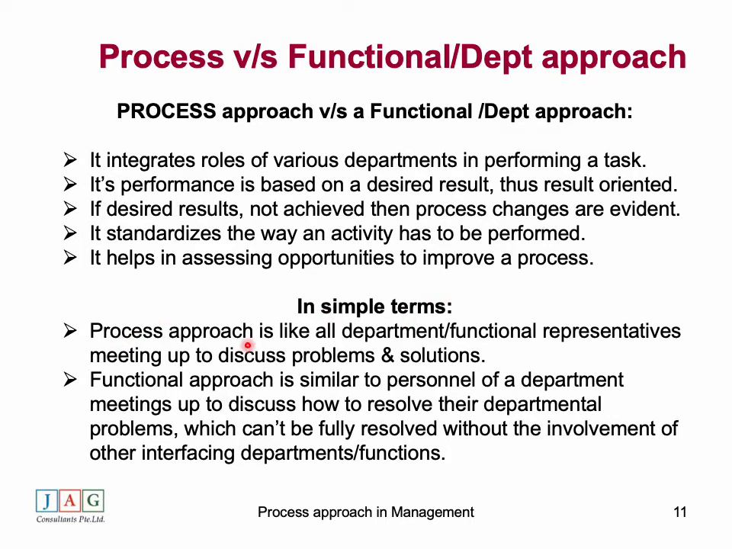In simple terms, process approach is like all departmental functional representatives meeting up to discuss a problem or problems and solutions. So it's all departmental. Why? Because processes are interlinked, there's interdependency in departments. But a functional approach is similar to personnel of a department meeting to discuss how to resolve a departmental problem without involving the others. Now, this can't be fully resolved without the involvement of other interfacing departmental functions. So a process approach is looking at a macro level, and it's a much better, more effective way of managing.